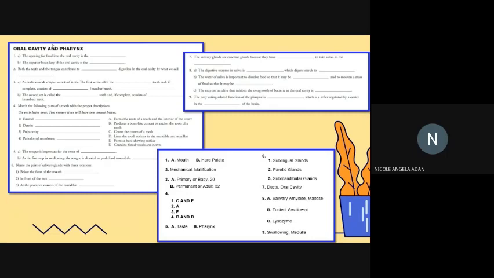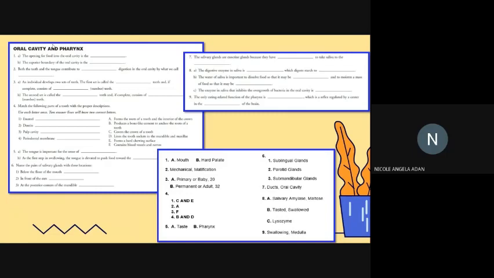An individual develops two sets of teeth. The first set is called the primary or baby teeth and, if complete, consists of 20 teeth. B. The second set is called the permanent or adult teeth and, if complete, consists of 32 teeth.